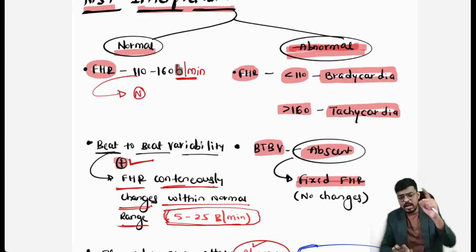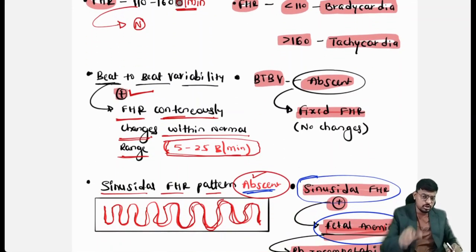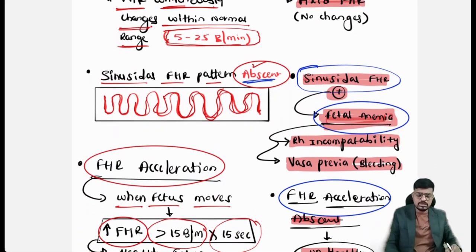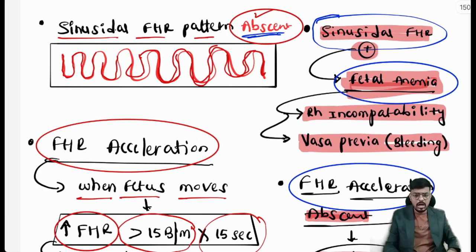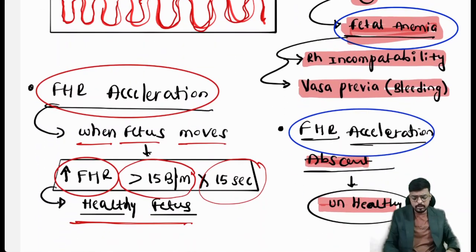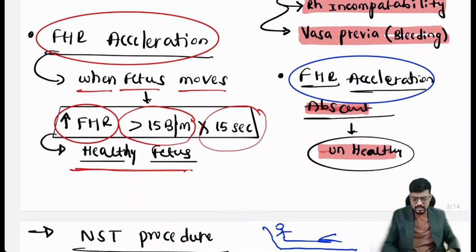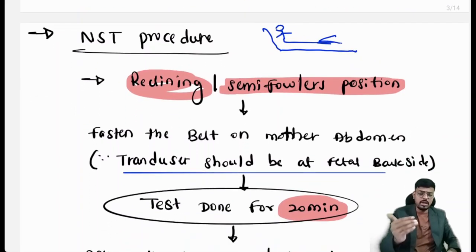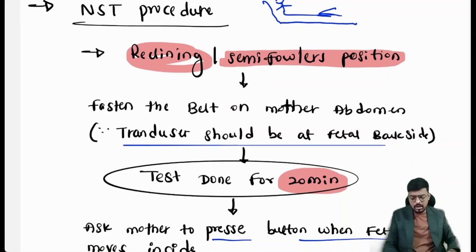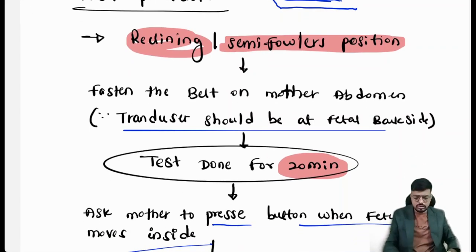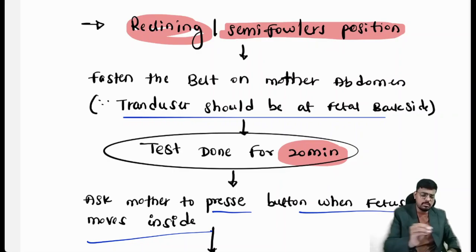Beat to beat variability absent indicates abnormality. Normally beat to beat variability should be present. The next one is the sinusoidal heart rate pattern. It should be absent. If it is present, that indicates fetal anemia, or that may indicate Rh incompatibility and vasa previa, very important. Normally fetal heart rate acceleration should be present. If it is absent, that indicates an unhealthy child, so we have to go next for the biophysical scoring. The procedure I told: we have to give a reclining or semi-Fowler position, and we have to educate that it is a procedure of 20 minutes.